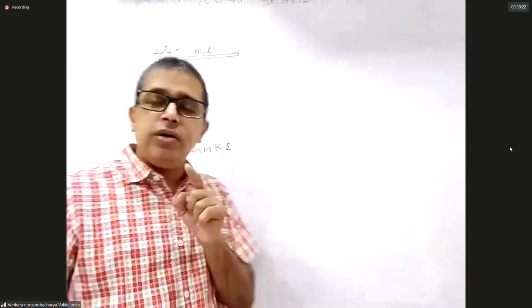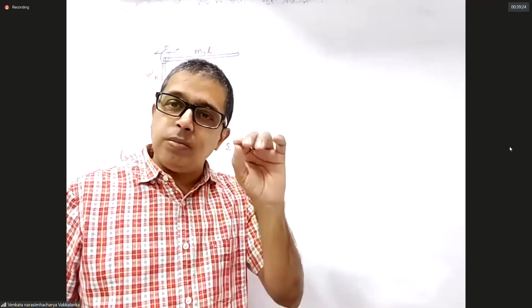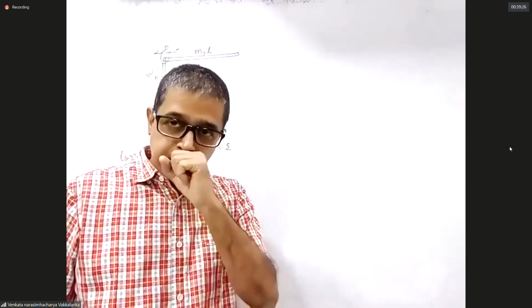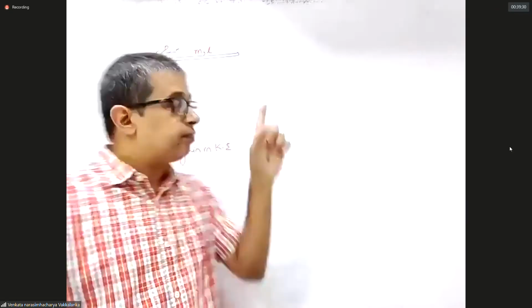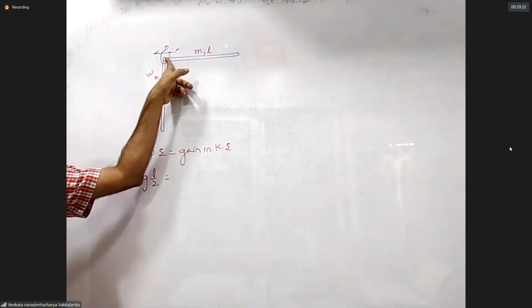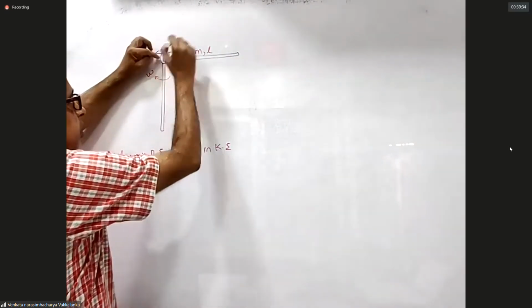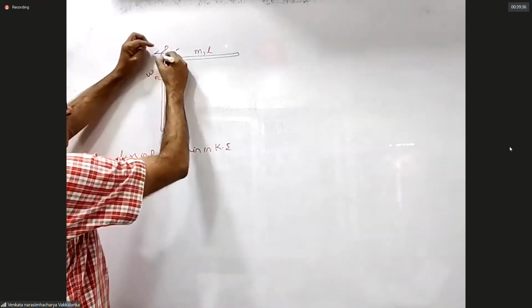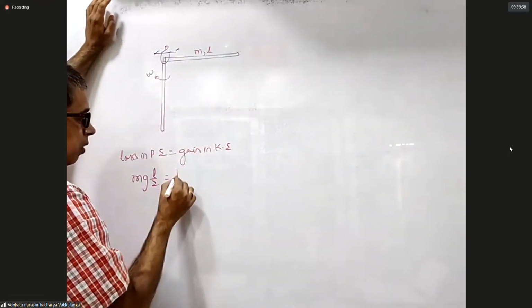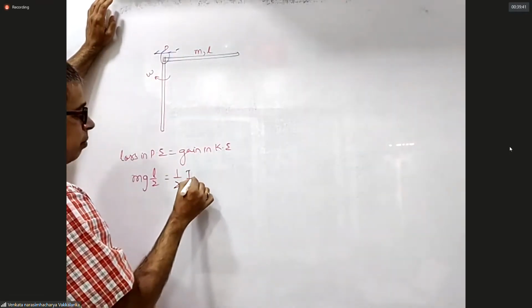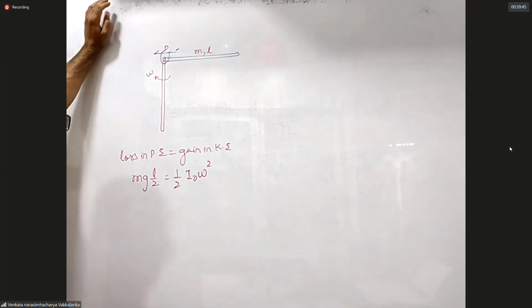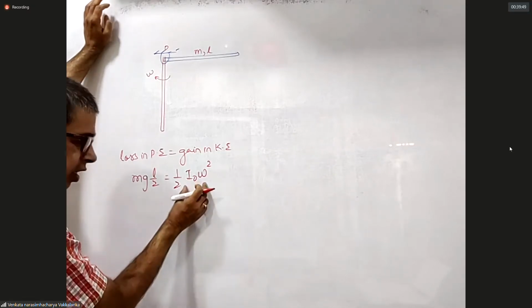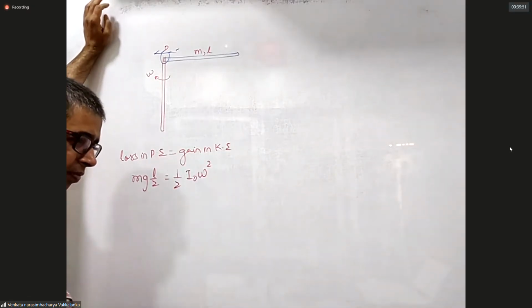One, can you recognize the point about which the body is subjected to pure rotation? The point is the hinge. About the hinge, the body is subjected to pure rotation. So half I about O into omega square. For pure rotation, the expression is only so much.